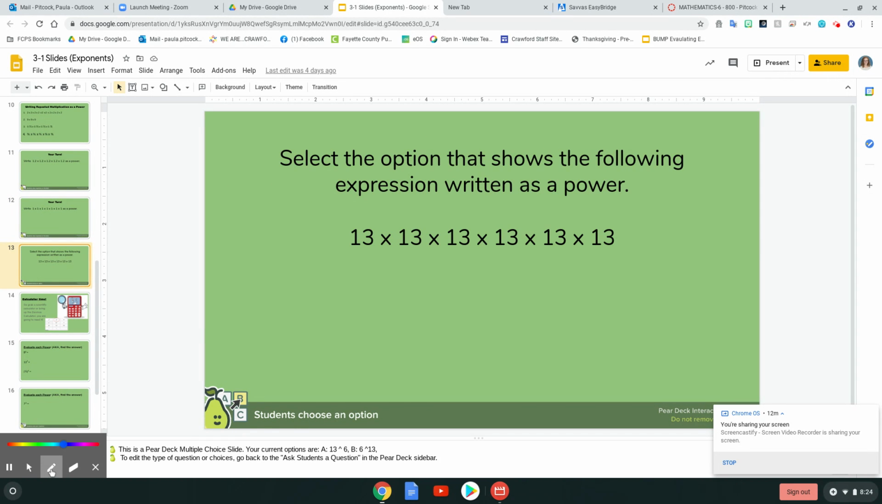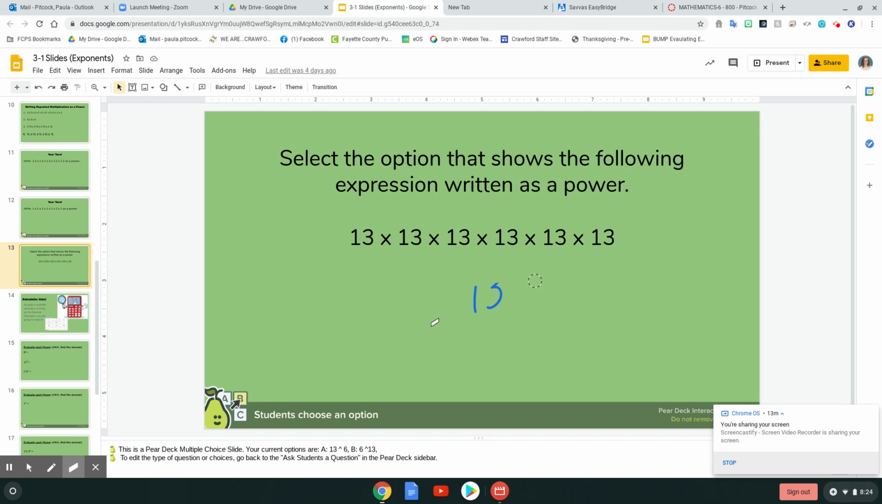Try this one. This one's actually multiple choice. I think all of those were multiple choice, but we're not here, so we're going to do it on our own. 1, 2, 3, 4, 5, 6. It shows up 6 times, so we should have 13 to the power of 6.